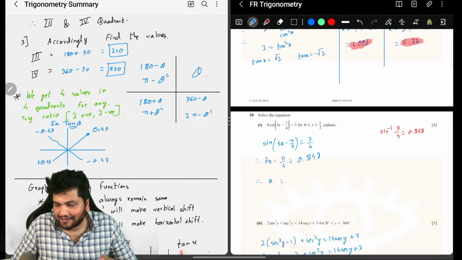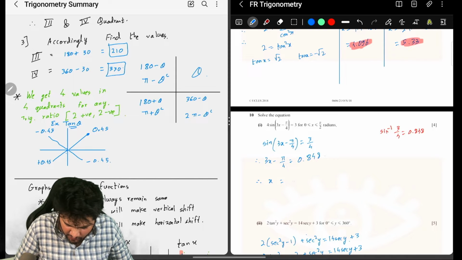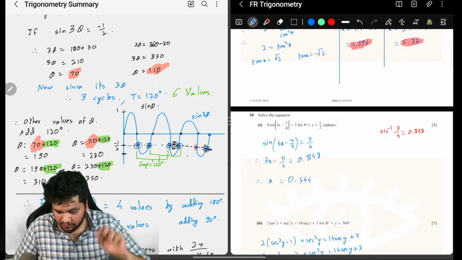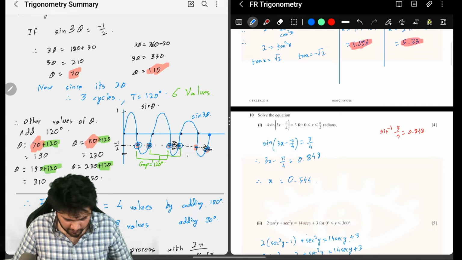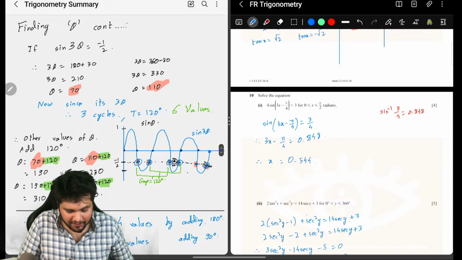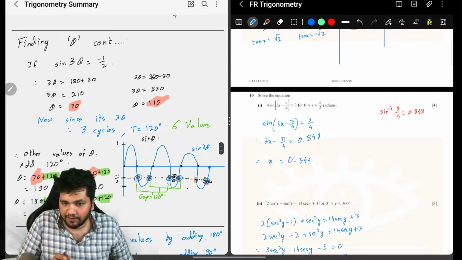Now I'll just make x the subject. I'll shift pi by 4 to the other side and I'll divide it by 3. So it's going to be using calculator. So you'll get x is equal to 0.554, 544, whatever. Now the thing is, see, here it is 3x. That means what? Remember the time period thing. When it is 3 theta, then we'll have to add certain values. Now the time period here would have been what?